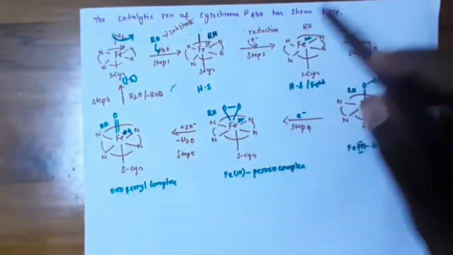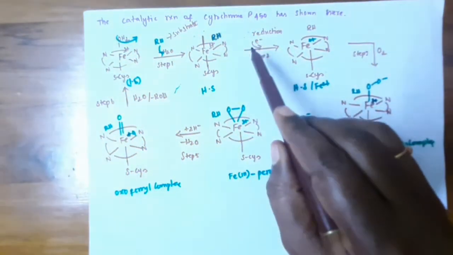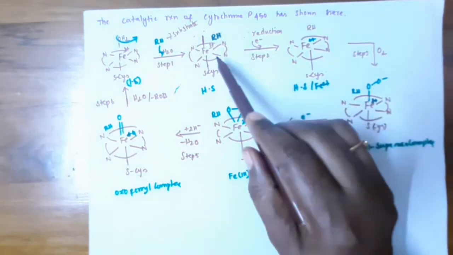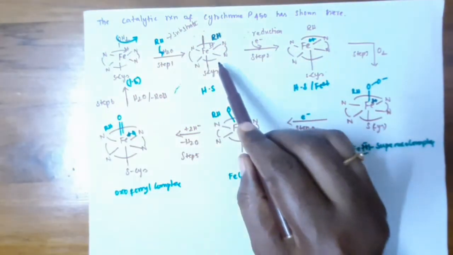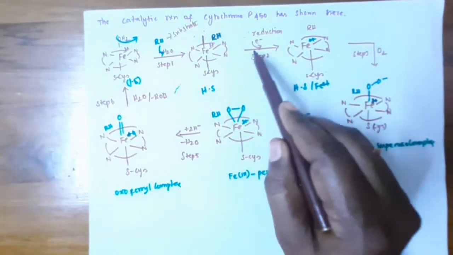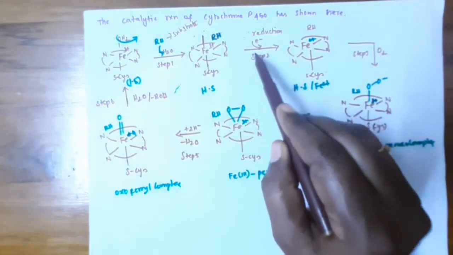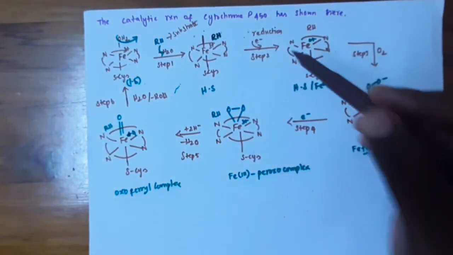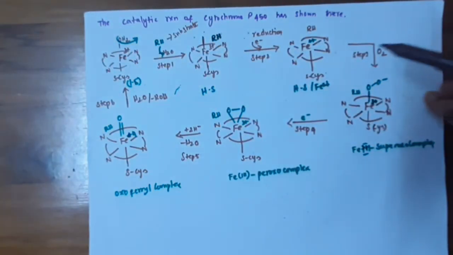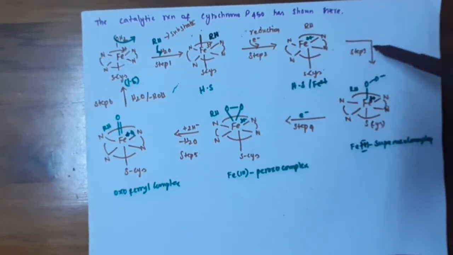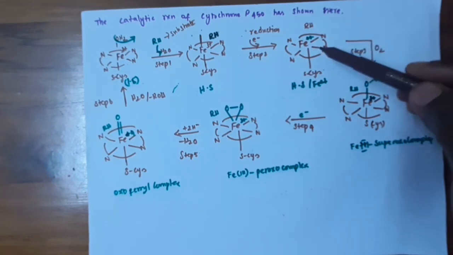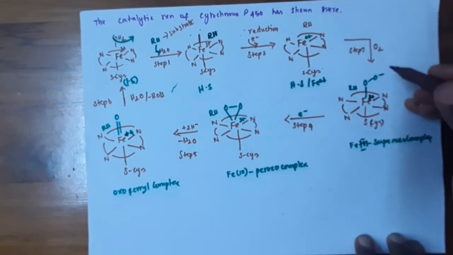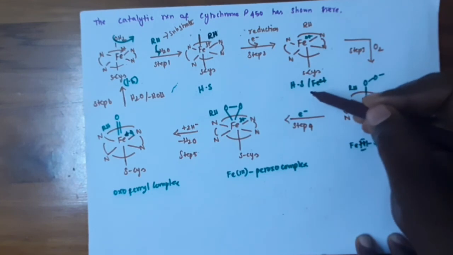Then there are electron transfer agents which give enzymatic electrons to the enzyme in the second step. As soon as it takes this electron, Fe3+ gets reduced. So this is called the reduction step: Fe3+ is reduced to Fe2+. Then in the third step, dioxygen binds to the cytochrome P450, where the Fe2+ is in the high spin state.